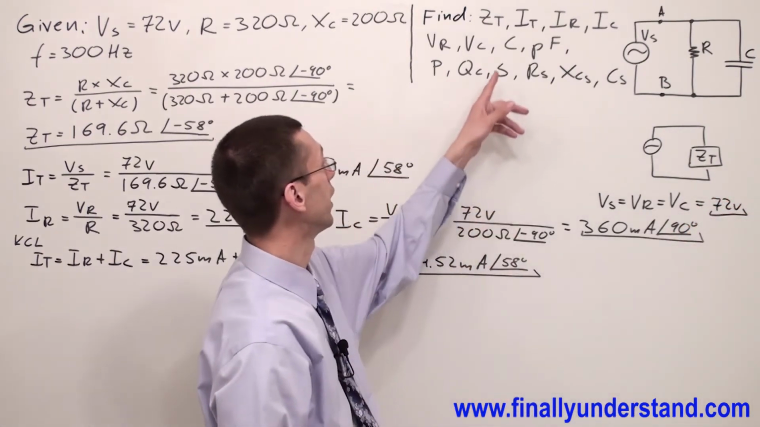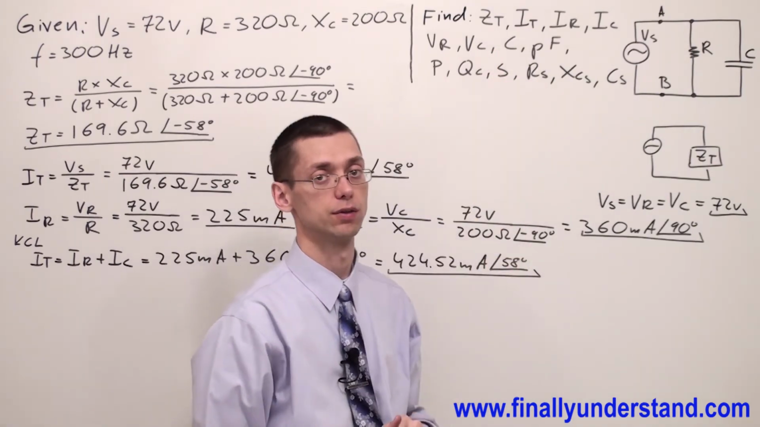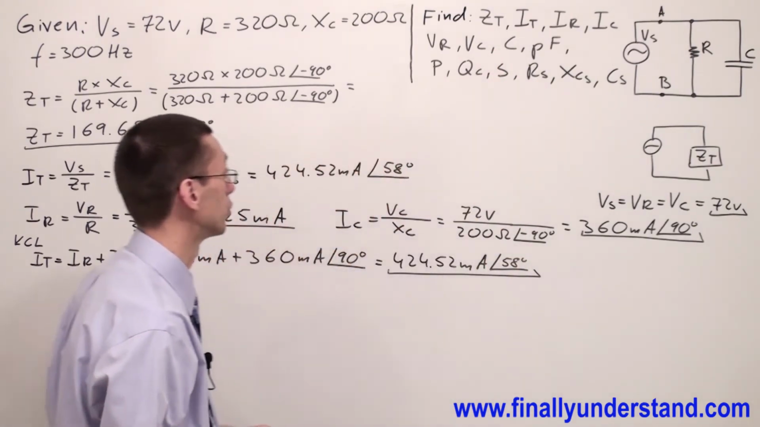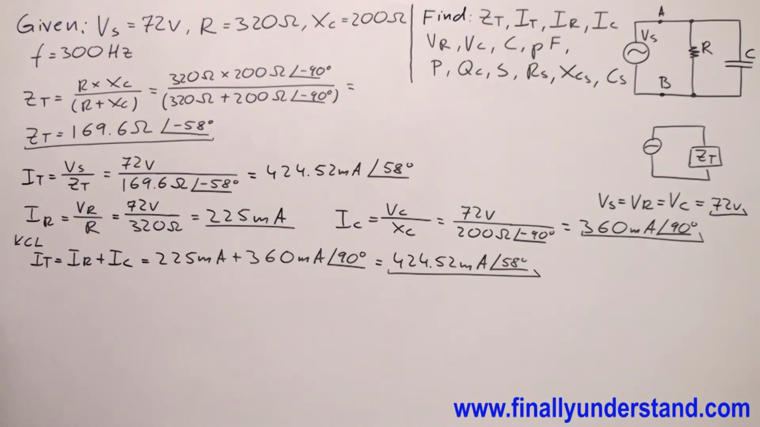Next, we're supposed to find the capacitance of the capacitor. In order to do so, we're supposed to use the formula for capacitive reactance: X_C is equal to 1 over 2 pi F C. We're supposed to solve this formula for C because F is given and X_C is also given.